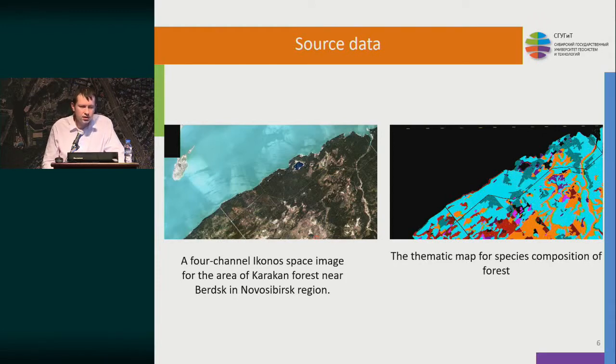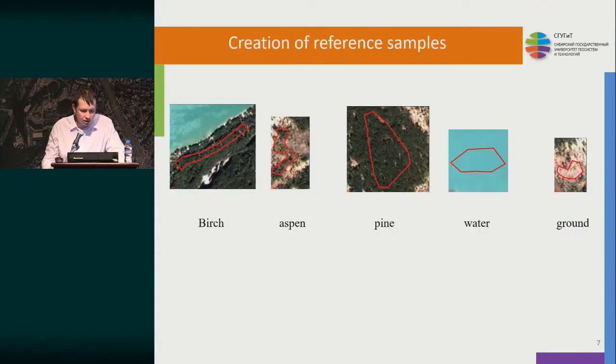This is Iconus space image, 10 years old, and we used the thematic map for species composition of forest. Birch, aspen, alder, pine. I mean, tree varieties were scarce. This is near Bertsk city, on the border of Pskov water reservoir.